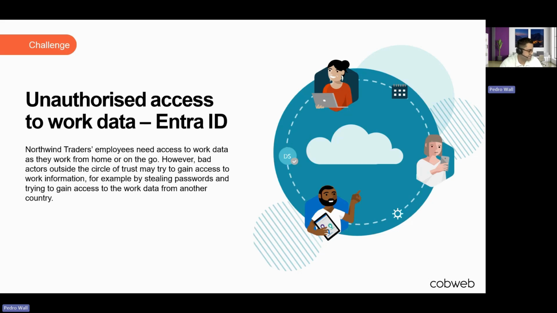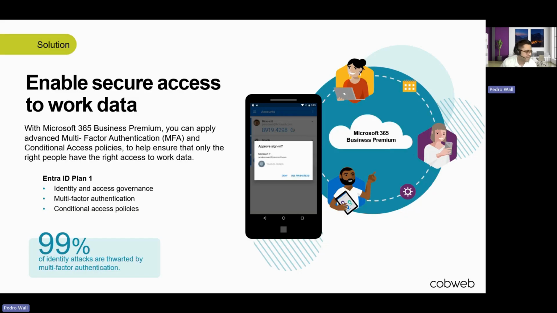In these challenges and solutions, we're going to use Northwood Traders as our representative for these areas. So of course, you've got an employee that needs to access work data as they start working from home or they're on the go. However, actors outside the circle of trust may try to gain access to work information, for example, stealing passwords and trying to gain access to the work data from another country. Many folks think it's just in the UK that folks are trying to get in, but it's global. Everyone's trying to gain access, especially bad actors, from wherever they can see that vulnerability.